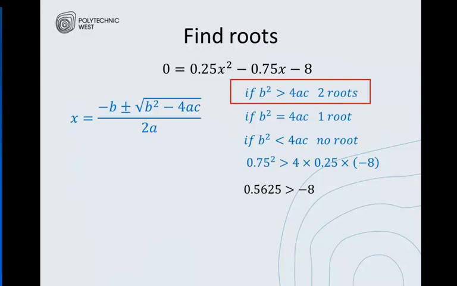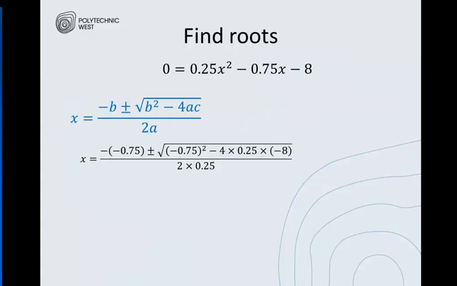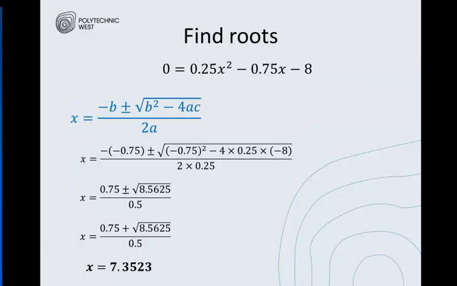I take this equation and I just plumb the numbers into the magic equation, and when I do the calculations, out pops 2 numbers. When it's plus, because it's 0.75 plus or minus square root of 8.5625 all over 0.5, when it's 0.75 plus, the answer comes out as x equals 7.3523. When it's 0.75 minus, the answer comes out as minus 4.3523. These are the two x values where the lines intersect.